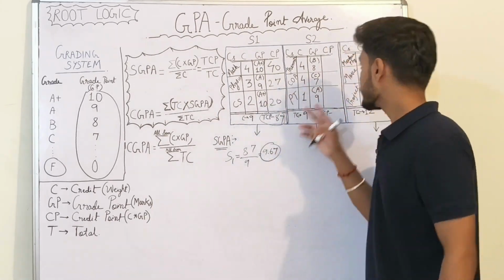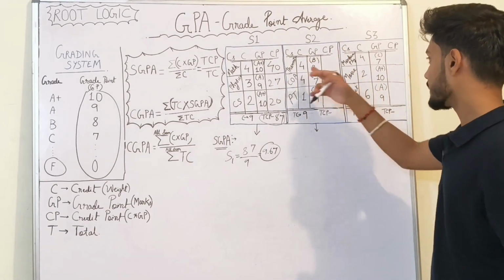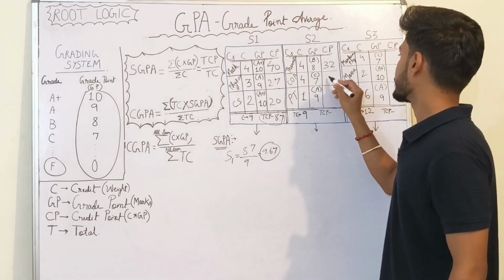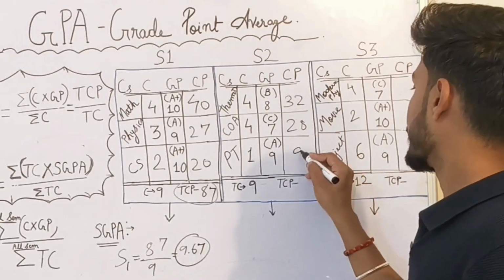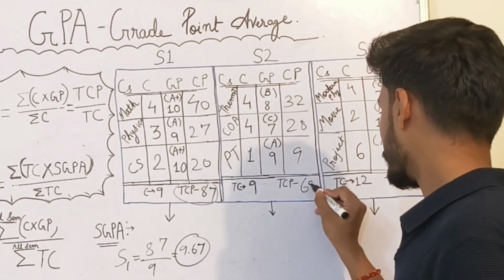Now similarly, we will do it for the second semester. How do we do that? We first calculate the credit points of each of the subjects. So 4 into 8 is 32. 4 into 7 is 28. Then 9. Now we will do the total of it. It is coming out to be 69.